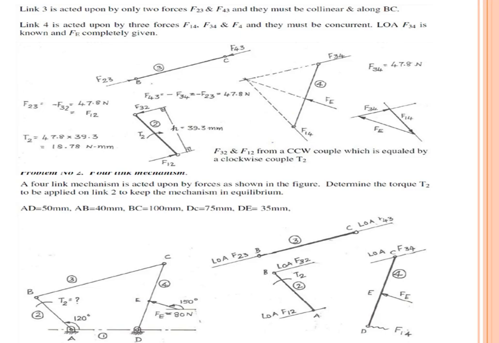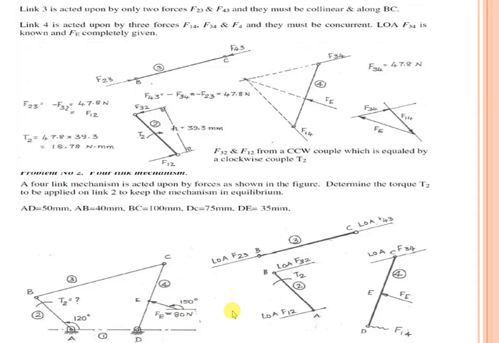So we'll discuss another four link mechanism. In the four link mechanism, here you have to determine the torque to be applied on link 2. Here AD is 50 mm, AB is 40 mm, BC is 100 mm, TC is 75 mm, and DE is 35 mm. So here, first analyze the forces acting on each link.